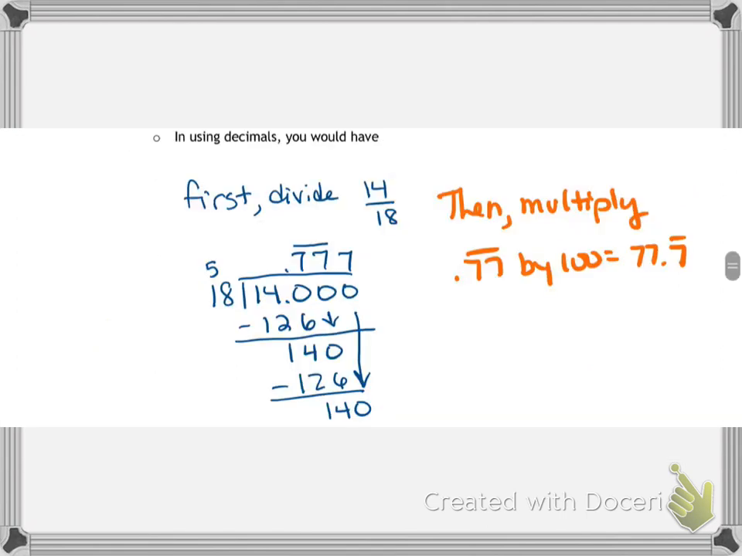In using decimals, you would have first divided the denominator into the numerator, which is 18 into 14, which I have shown there. And as you see, you get a repeating decimal of 0.77 repeating. Then you would multiply that by 100, and you would have gotten 77.7 repeating, which rounds up to 78.